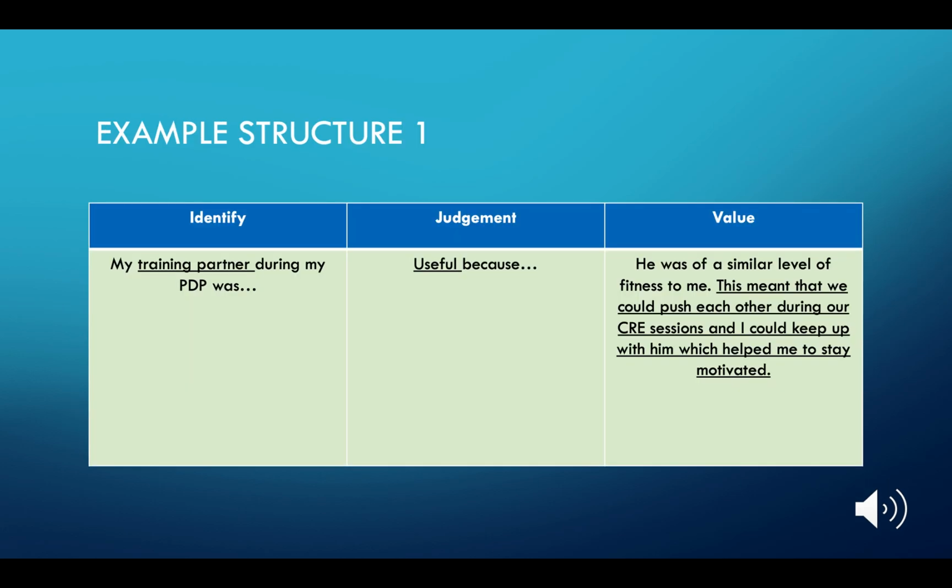Right, so we're now going to look at some examples and show you an example answer with the correct structure. The example here has identified training partner. So they've said, my training partner during my program was. The second stage is to make a judgment: useful. So was useful because, and here is the value. This is the bit that accesses the marks, as we're telling the marker why that was useful to us. He was of a similar level of fitness to me. This meant that we could push each other during our CRE sessions and I could keep up with him, which helped me to stay motivated.